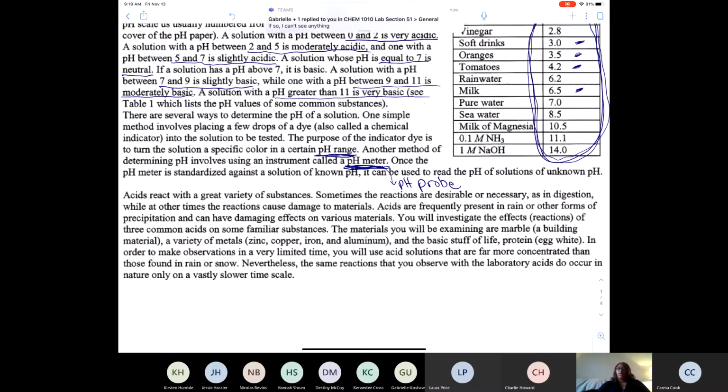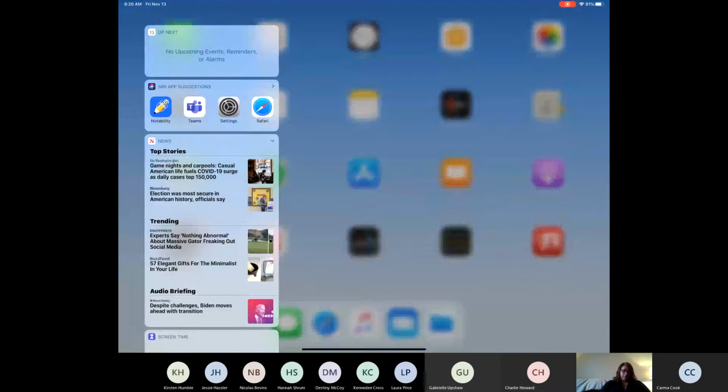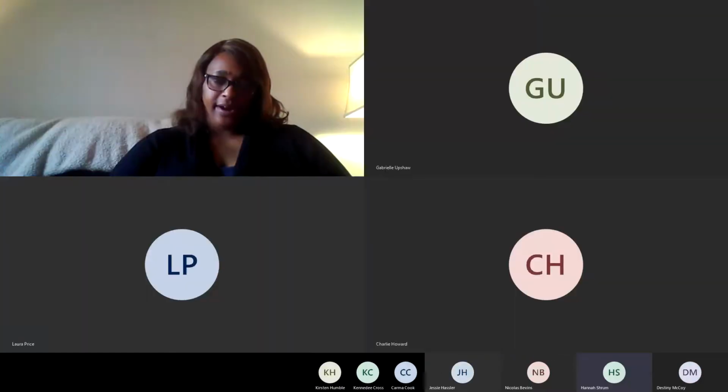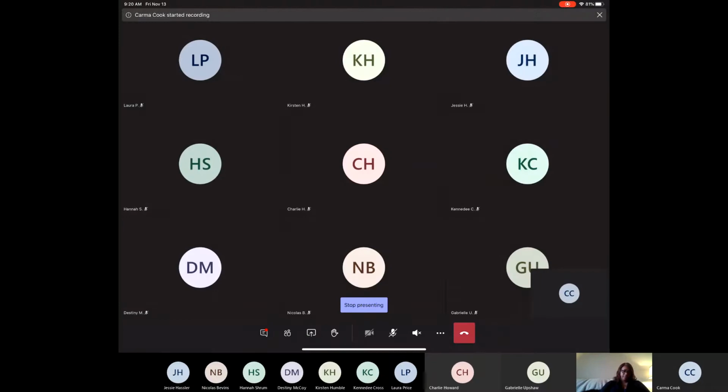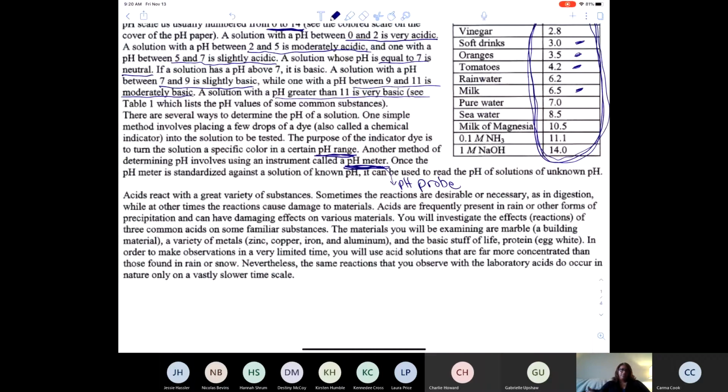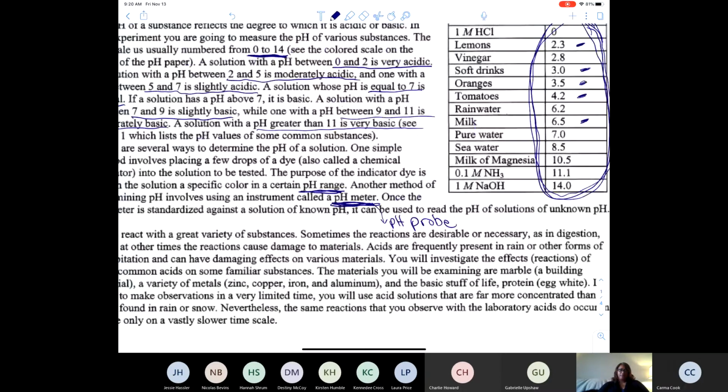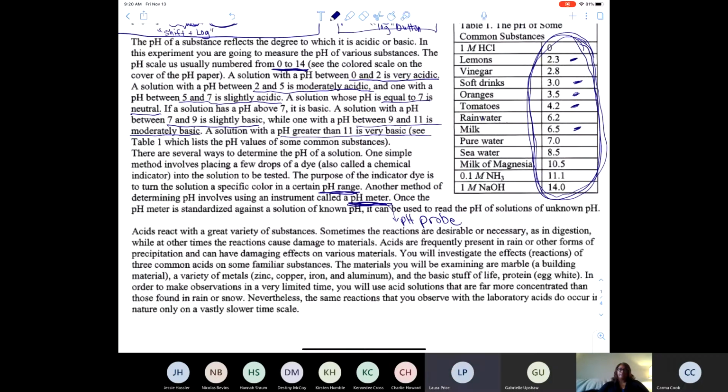And I am sharing my screen. Are you able to see my screen? No, I just see a black screen with your initials on it. Okay, I'm going to stop sharing. I can see your screen. Now, can you see my screen? I can see it. Great.